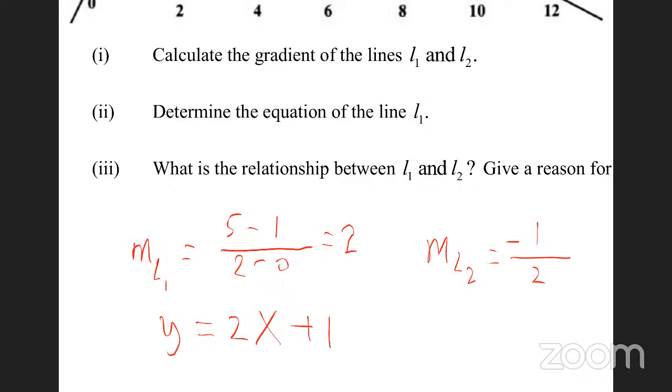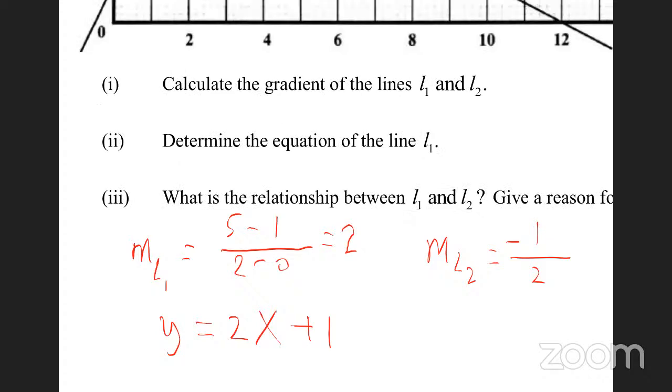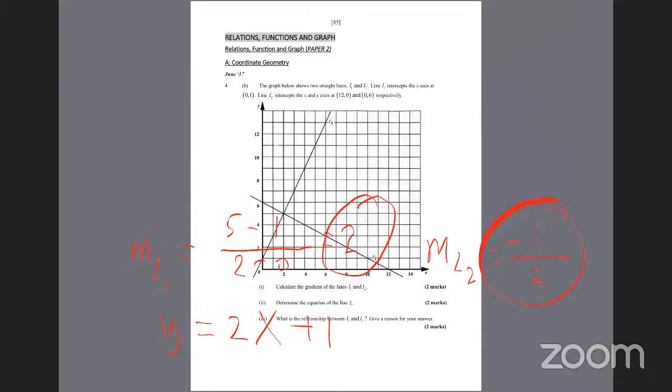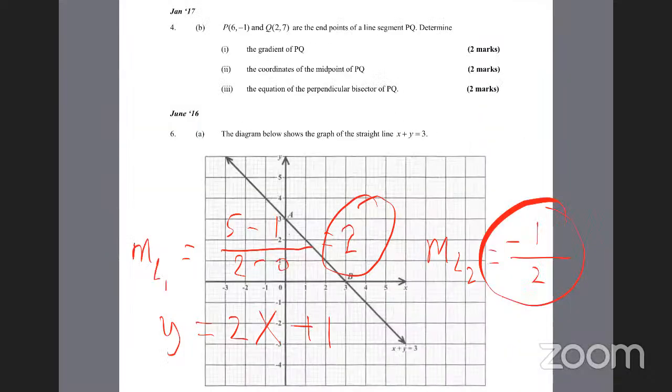What's the relationship between L1 and L2? Look at the gradients. They are perpendicular, negative reciprocals of each other. Look at L1, look at L2. Negative reciprocals. So that's how you use the 6 marks. Let's go again.